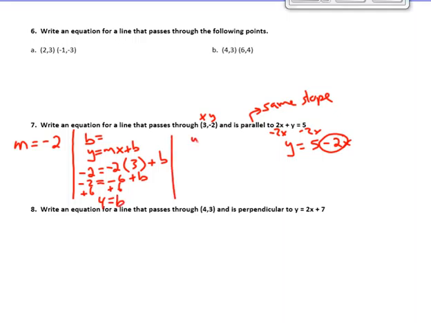So now I'm just writing the y equals mx plus b equation, plugging in the slope, which is negative 2, and the y-intercept, which is a positive 4. There's my final equation. Same idea for the bottom one.